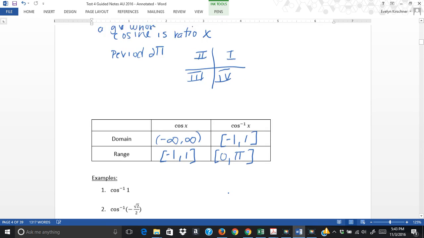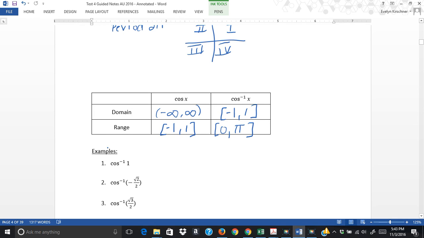So if we look at some examples, where is the cosine 1? Well, the angle where the cosine is 1 is 0. And where is it negative radical 2 over 2? Well, that would be in the second quadrant. And it is a pi over 4 family, so it's going to be 3 pi over 4. And here, where's the inverse cosine? When is the cosine radical 3 over 2? Well, that is in the first quadrant, and it is at pi over 6.